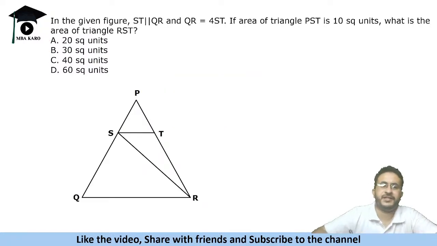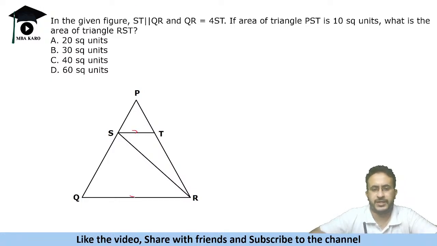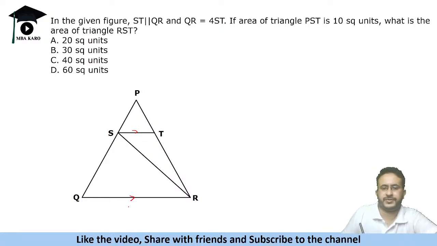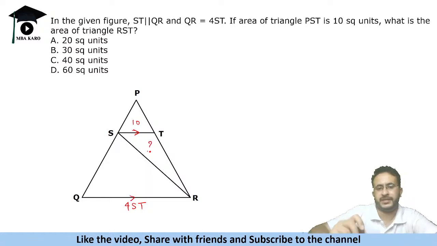In this given figure, ST is parallel to QR. This line is parallel to this line, and QR is equal to 4 times ST. So this is 4 ST. Area of triangle PST is 10 square units. So this area is 10. We need to find the area of triangle RST.